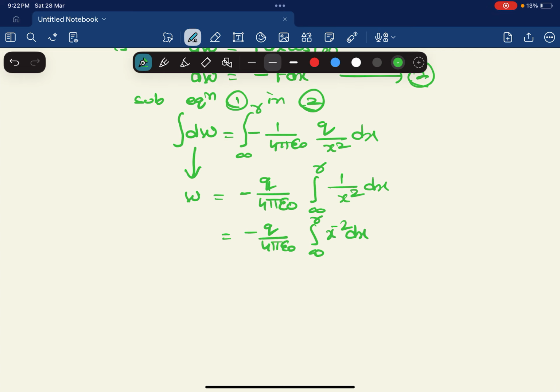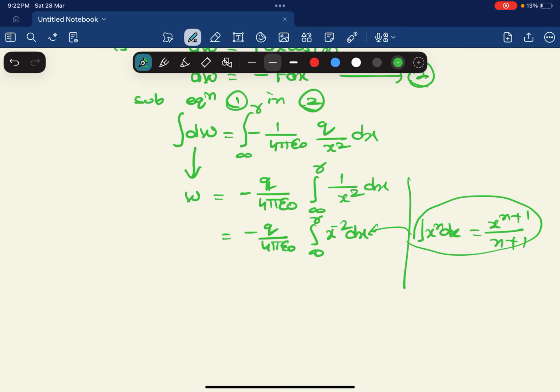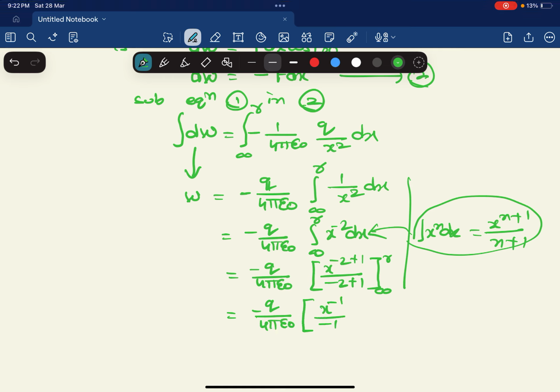This equation looks like integral x power n dx, which is equal to x power n plus 1 by n plus 1. I'm going to use this formula to modify this equation. So minus Q by 4 pi epsilon naught into x power minus 2 plus 1 by minus 2 plus 1, which is varying from infinity to R. Minus 2 plus 1 means minus 1. Therefore minus Q by 4 pi epsilon naught into x power minus 1 by minus 1.